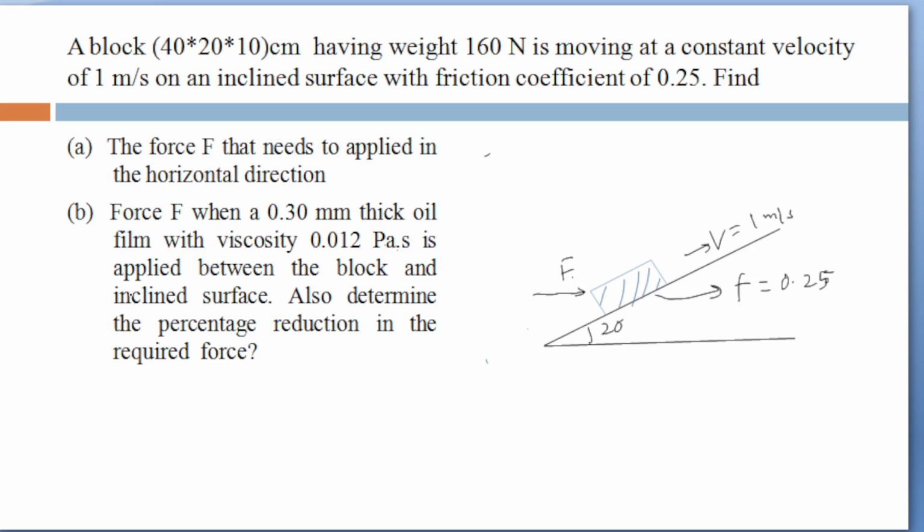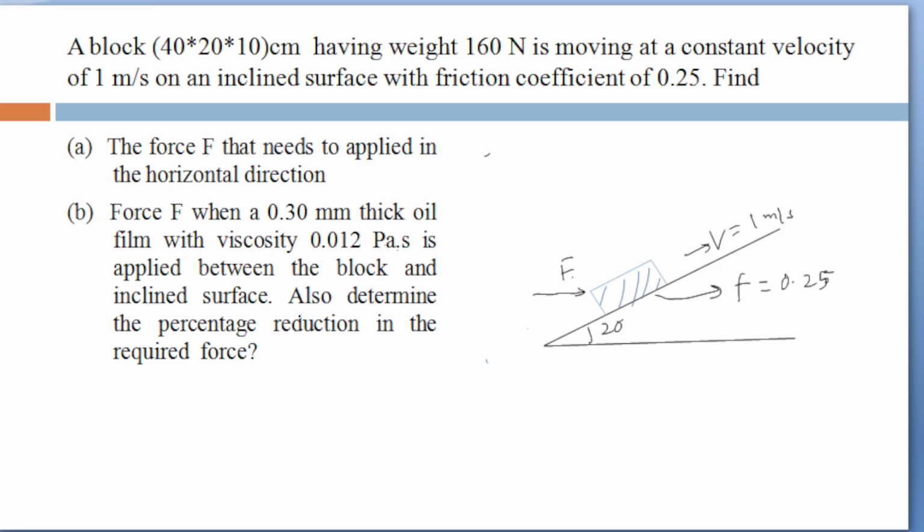The question is: a block of 40 by 20 by 10 centimeters, weighing 160 Newton, is moving at a constant velocity of 1 meter per second on an inclined surface with a coefficient of friction of 0.25. We have to find the horizontal force F applied. In the second case, if we apply an oil film of thickness 0.3 mm, what will be the force required? We also calculate the percentage reduction in force.